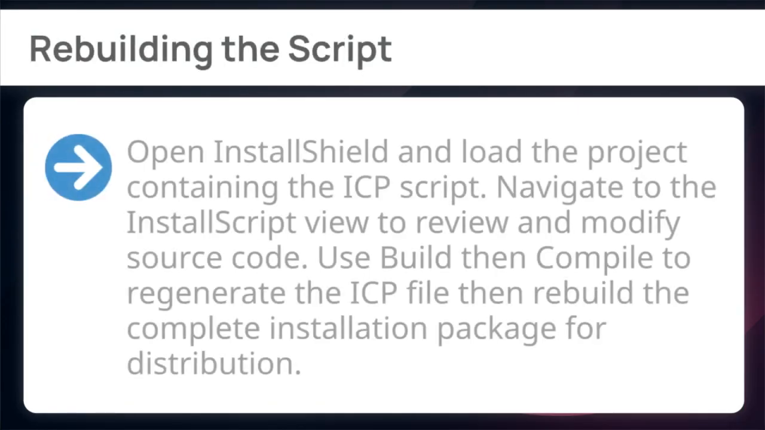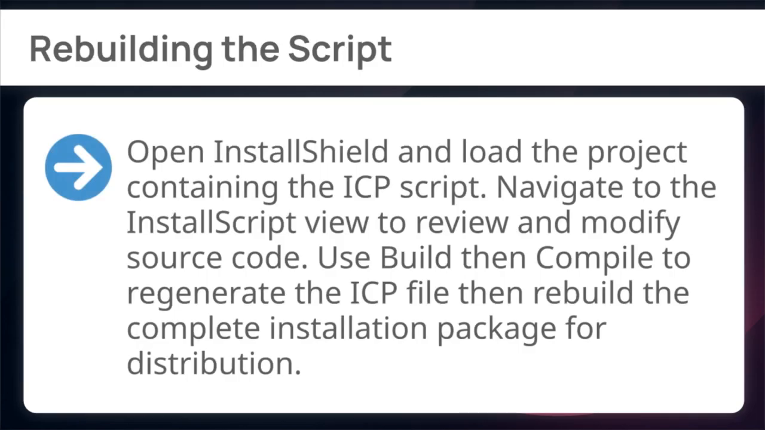Finally, rebuilding the script. Open InstallShield and load the project containing the ICP script. Navigate to the InstallScript view to review and modify source code. Use build then compile to regenerate the ICP file, then rebuild the complete installation package for distribution.